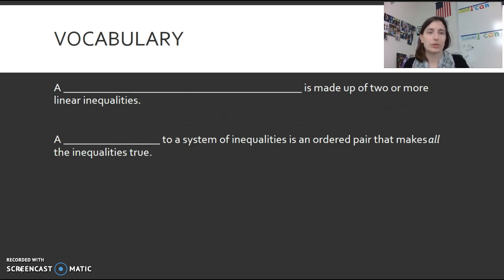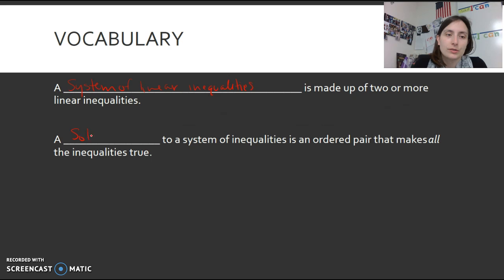Alright, so we're going to start with our vocabulary. A system of linear inequalities is made up of two or more linear inequalities. So we just learned about linear inequalities on Tuesday. A system is just two or more of those linear inequalities.